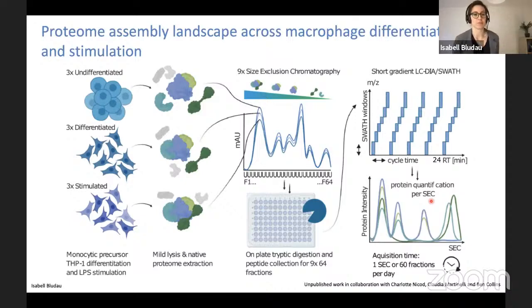differentiation and stimulation. So we took the THP1 cell line and analyzed 3 replicates of the undifferentiated cells. We then differentiated them into macrophages and then stimulated them with LPS. And for each of these different conditions, we extracted the protein complexes and performed the size exclusion chromatography and acquired the data with the 21-minute SEC-SWATH MS acquisition schemes.